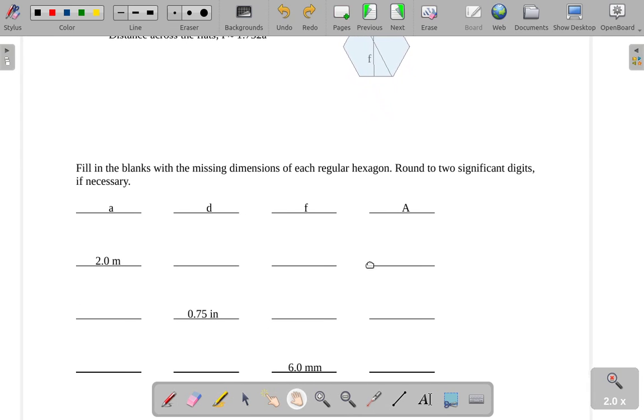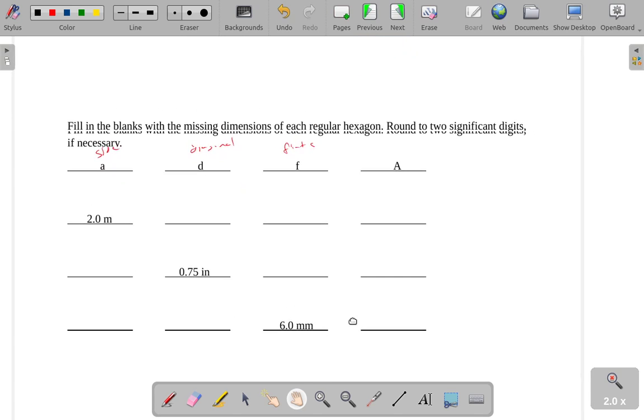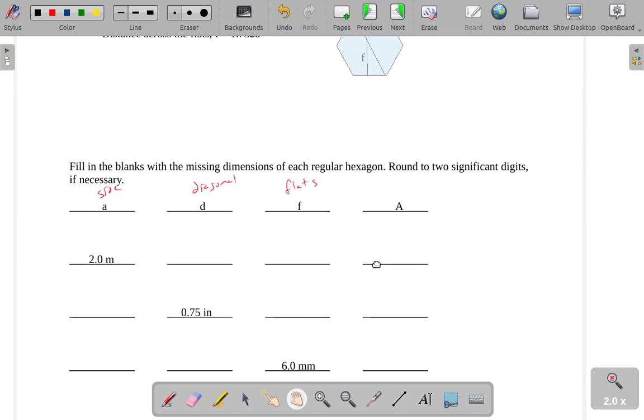So that means if we were given any of these measurements, if we're given A, little a that is, D, F, so this is the side length, this is the diagonal, the long way, this is the distance across the flats, or technically if we were given the area, if we were given any one of those, we could figure out all of these other things. So let's fill in the blanks here with the missing dimensions and round to 2 significant digits if necessary.